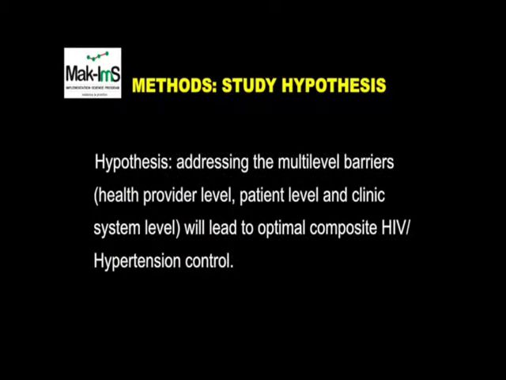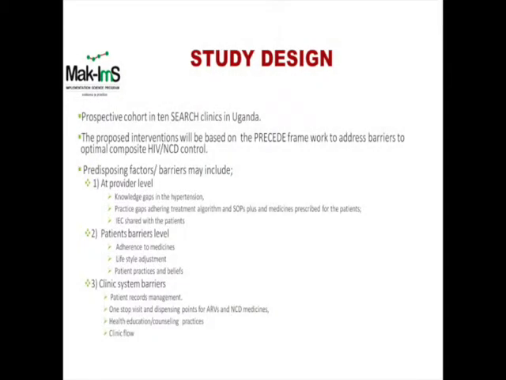So I hypothesize that addressing these multi-level barriers will lead to optimal hypertension and HIV control. And I categorize the barriers at 3 levels. They could be at the health provider level, the patient level, and the clinic system. So it's a prospective cohort analysis in 10 such sites, and the proposed intervention will be based on the PRECEDE framework to address the barriers and come up with interventions to improve the composite HIV and NCD control.